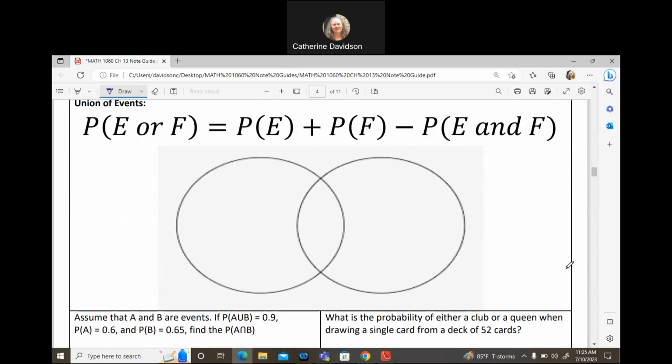The next thing we're going to look at are unions of events. So the probability of E or F, that's a union, is equal to the probability of E plus the probability of F minus the probability of E and F. That is an intersection. So let's look at an example.